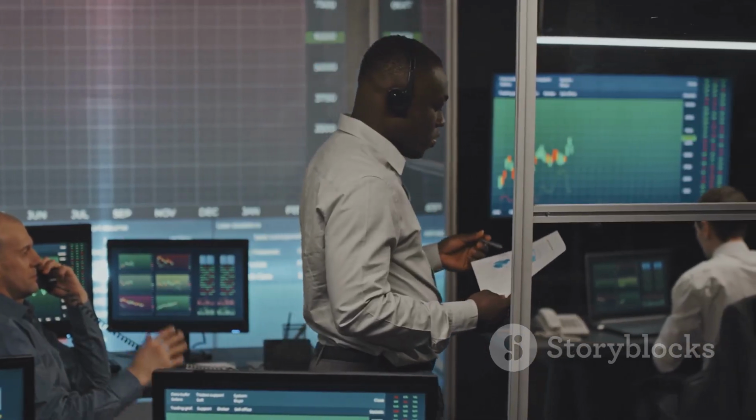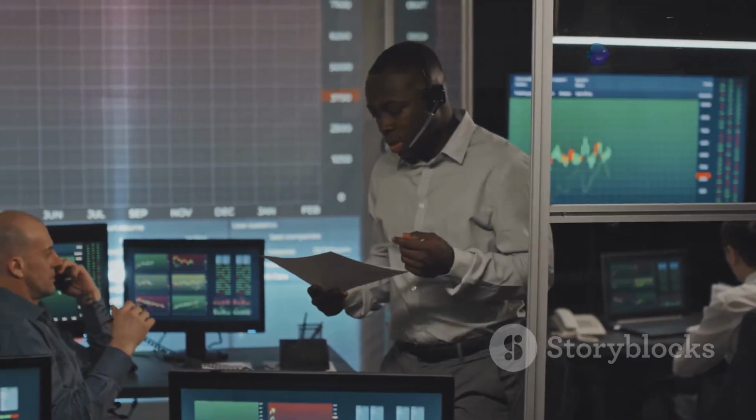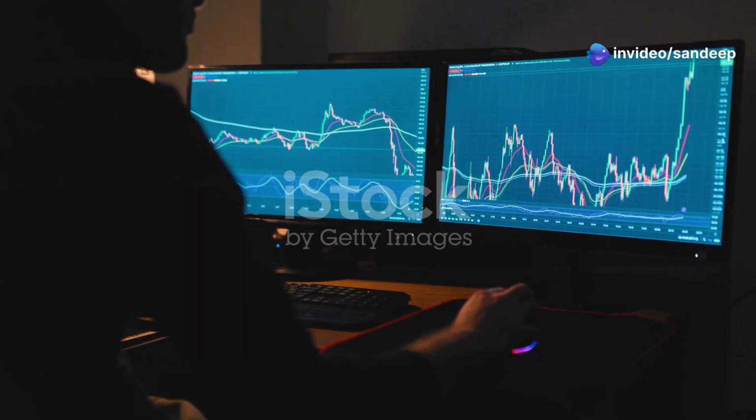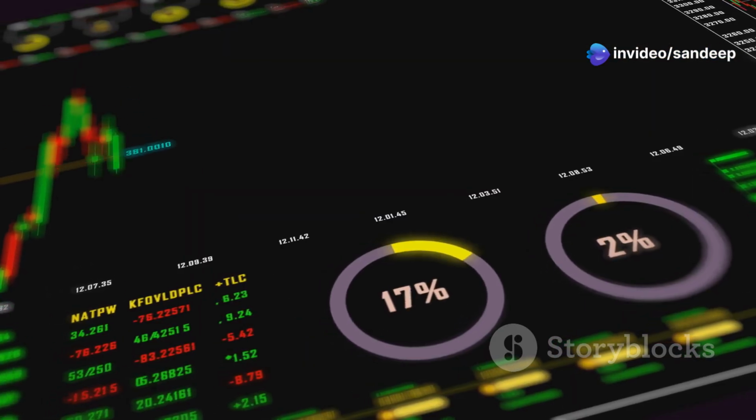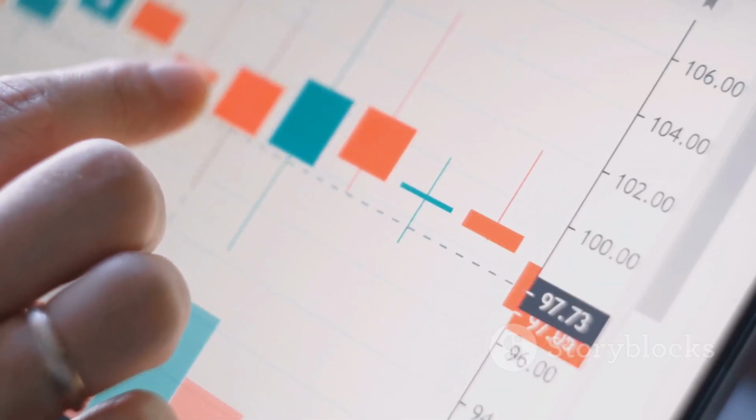Now let's talk about two of the most important concepts in technical analysis: support and resistance. These are the invisible walls I mentioned earlier. Imagine a stock's price is like a ball bouncing in a room. The floor is support, and the ceiling is resistance.